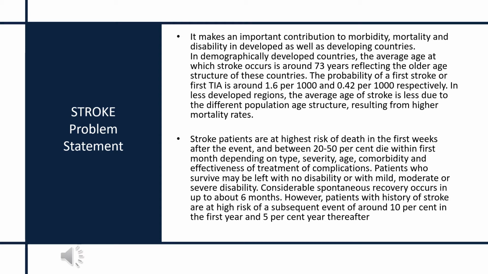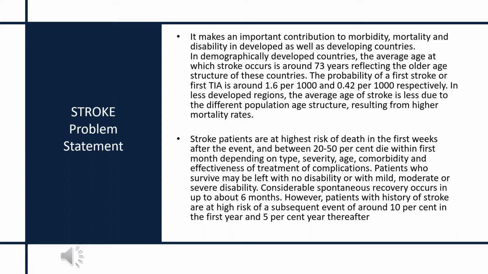The stroke patients are at highest risk of death in the first weeks after the event, and between 20 to 50% die within the first month, depending on type, severity, age, comorbidity, and effectiveness of treatment of complications. So early on, after the stroke has occurred, the probability of dying is more, and it is dependent upon the type of stroke, whether it was ischemic or hemorrhagic. How severe was it? How severe was the blockage in the vessel, or how severe was the hemorrhage? That will affect the outcome.